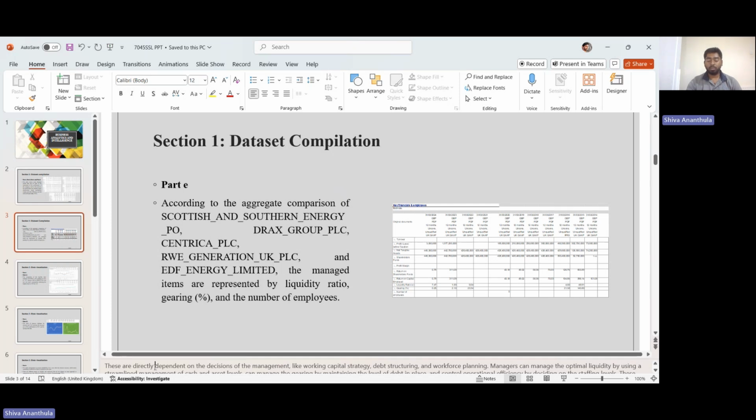Managers can manage optimal liquidity by using streamlined management of cash and asset levels, can manage the gearing by maintaining the level of debt in place, and control operational efficiency by deciding on the staff levels. These measurements are in the regulations and distribution of assets instead of market or economic pressures, to give a clearer picture of the direct influence of strategic management, overall financial health and functional capacity.